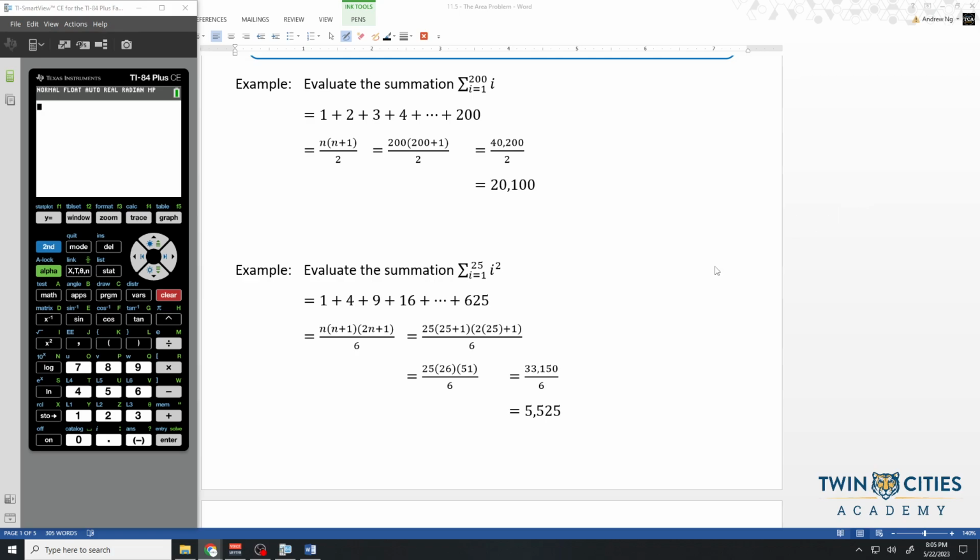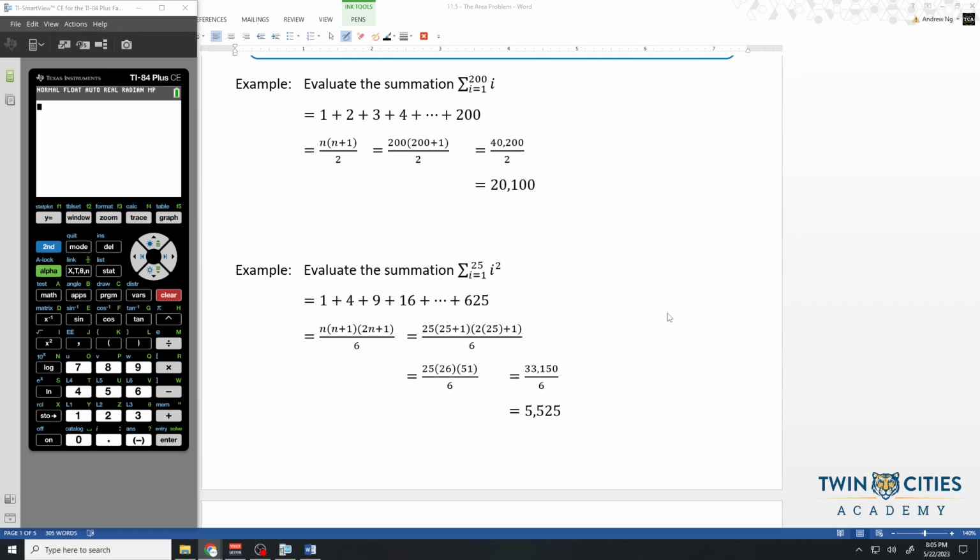I could, again, find all of these things separately, add them together, but that would take a lot of time. Instead, I'm going to use my i squared summation, which is n times n plus 1 times 2n plus 1 all over 6. Well, my last term is 25. So 25 times 25 plus 1 times 2 times 25 plus 1 all over 6. That's 25 times 26 times 51 all over 6. And simplifying this gets me down to 5,525. Certainly a lot less work, I'd imagine, than finding all of these squares and then adding them together.